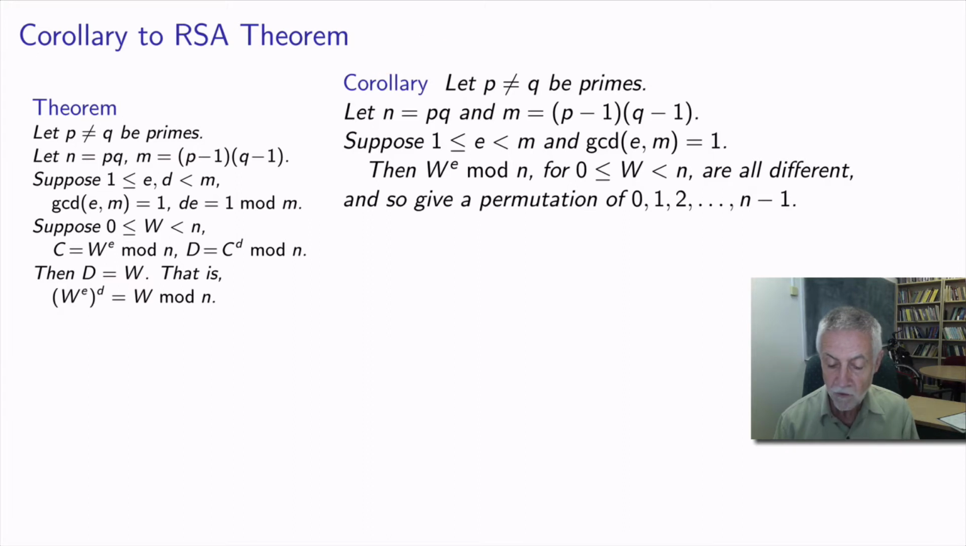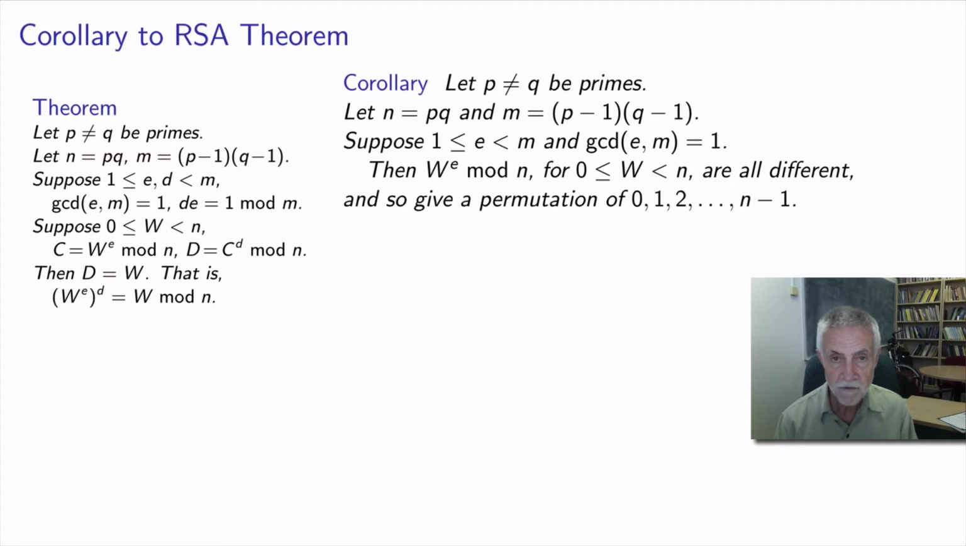We suppose, as before, that p and q are distinct primes. We take n to equal pq and m to be p minus 1 times q minus 1 as before. Now, we take e bigger than or equal to 1 and less than m, just as here, and the greatest common divisor of e and m equal to 1. Now, the statement of the conclusion is that the w to the e mod n are all different, and that says nothing about the number d. So we don't include anything about d in the hypotheses of this corollary. Then we must actually have a permutation of 0 up to n minus 1.